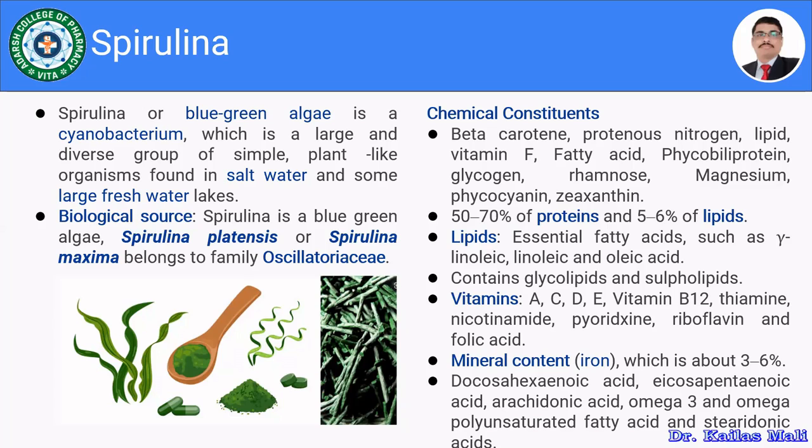Moving towards the biological source of spirulina. Spirulina is a blue-green algae obtained from Spirulina platensis or Spirulina maxima, belonging to family Oscillatoriaceae. Look at the image to see how the blue-green algae looks. We generally use the powder of spirulina to get the health benefits.